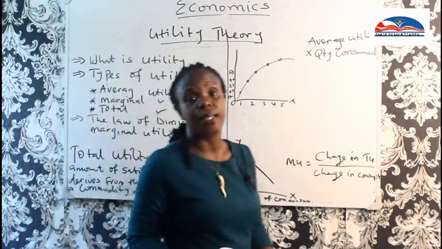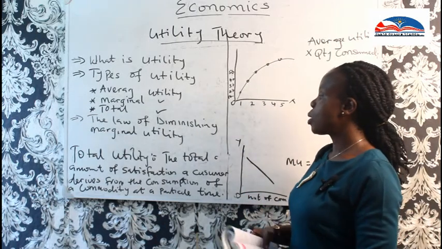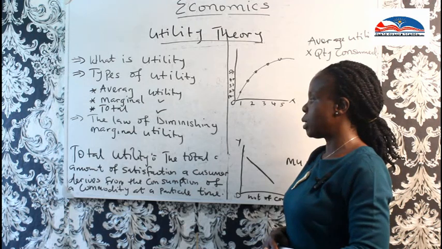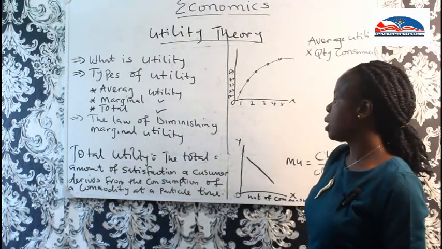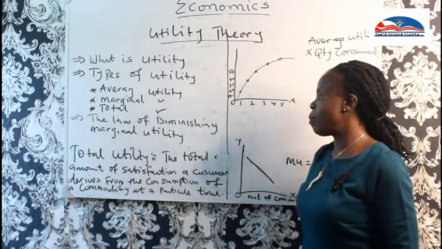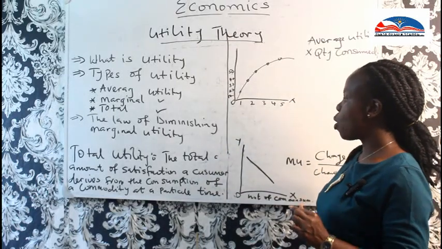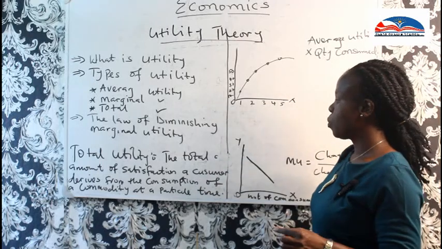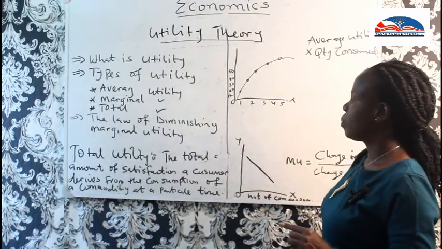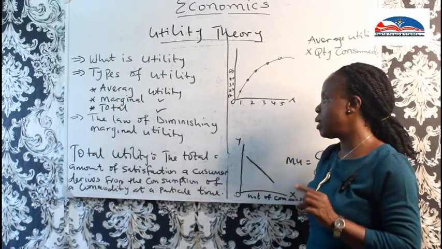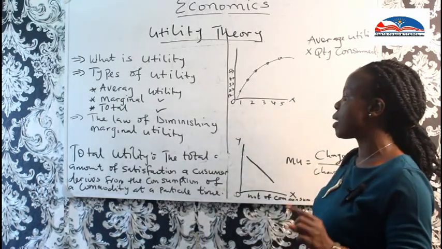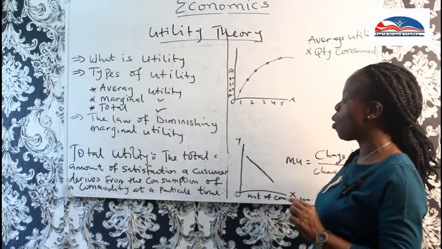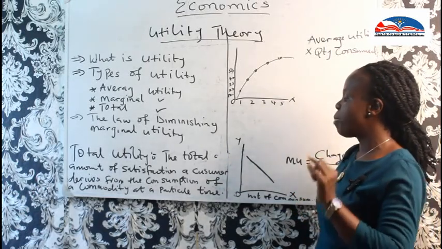Now we want to look at total utility. What is total utility? Total utility is the amount of satisfaction a consumer derives from the consumption of a commodity at a particular time. Total utility is the total amount of satisfaction a consumer derives from the consumption of a commodity at a particular time.